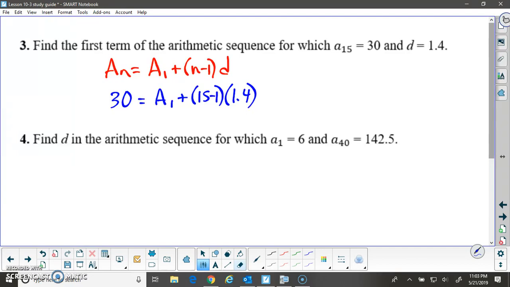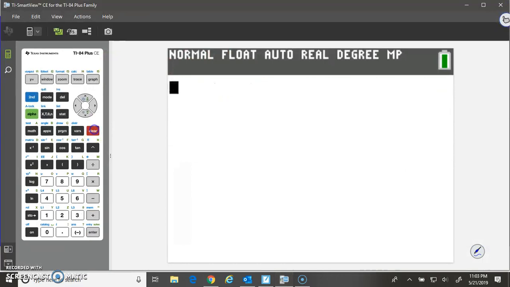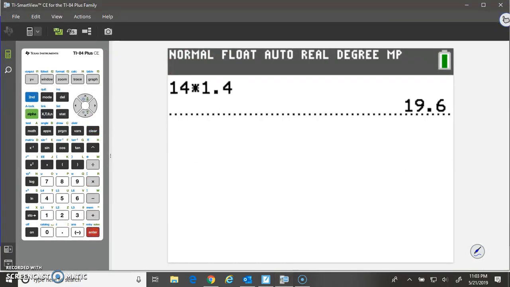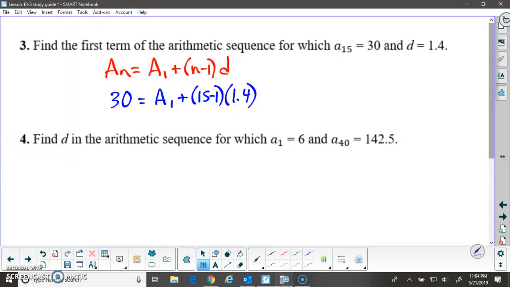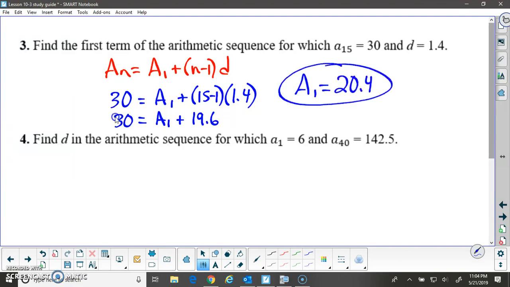So let's see here. That's going to give me 14 times 1.4. 14 times 1.4 gives us 19.6. So if we've got 30 equals A1 plus 19.6, subtract the 19.6 from both sides, and we would get 20.4 for your first term.